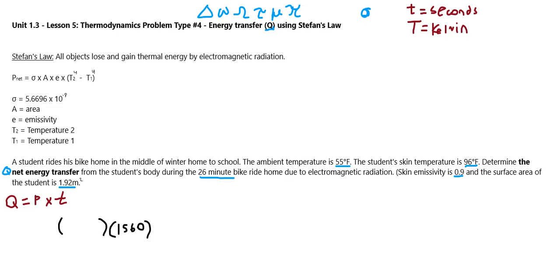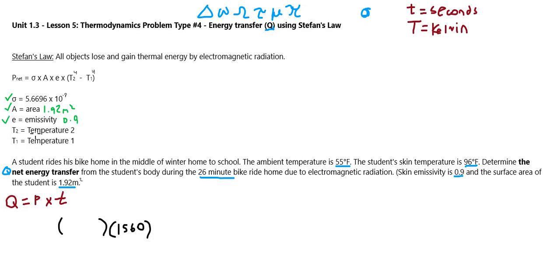We'll just check off if we know it. We know sigma. We always do, because that's given. It's always that number. Do we know A, area? Yes, 1.92 meters squared. So we do know that. That's good. Basically, we're going to check off everything, because you have to know everything in order to solve anyways. Emissivity. We found out that was 0.9 for skin. No units for emissivity.